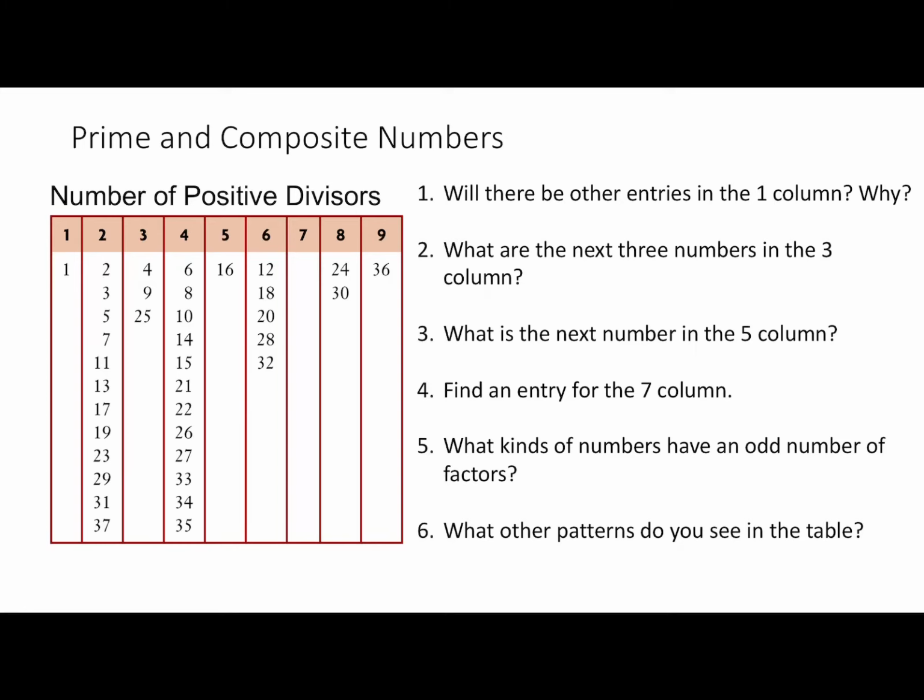I've got some questions here for you. We've already talked about the number 1. The only entry in the 1 column is 1, just because 1 is the only number that has just 1 as its divisor. Any number larger than 1 is going to have 1 and itself as a divisor. I want you to think about these other questions. If you have questions, you should send me an email or visit during office hours. But you should try this out just to get a feel for counting the number of positive divisors of different numbers.